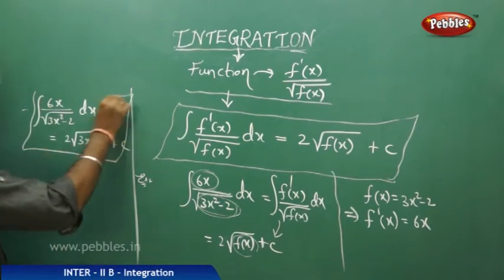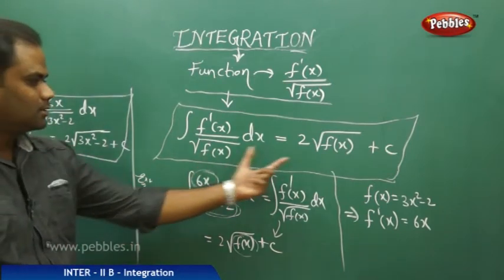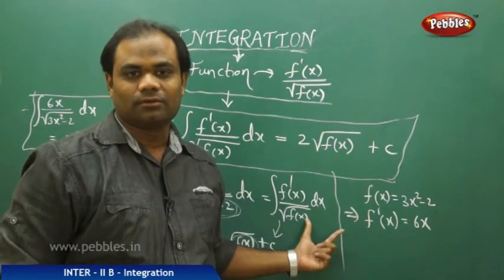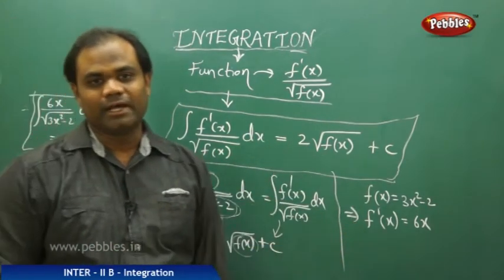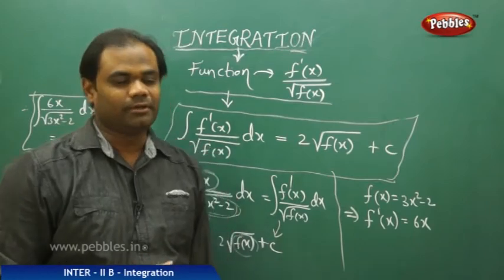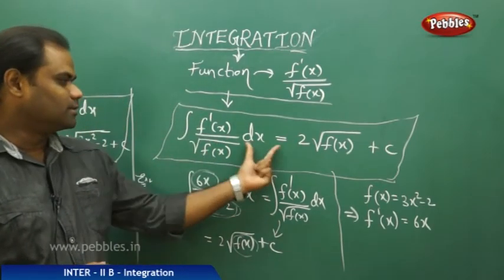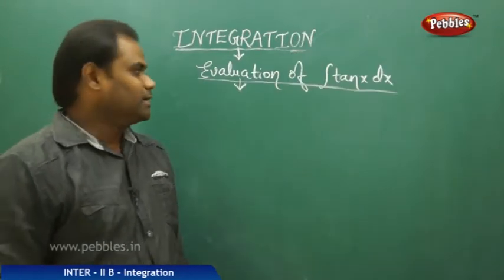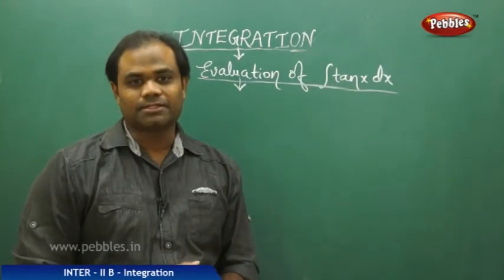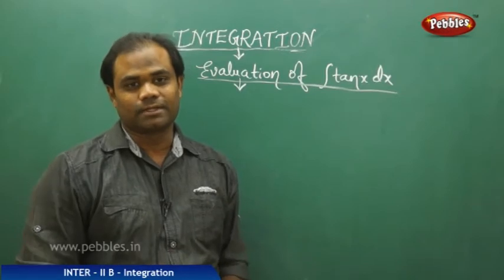This is how we substitute using the formula and derive for this given problem. So a function in the form f dash x by root f x can be integrated using the formula 2 root f x plus c. Now let's evaluate the integral of tan x dx using the method of substitution.